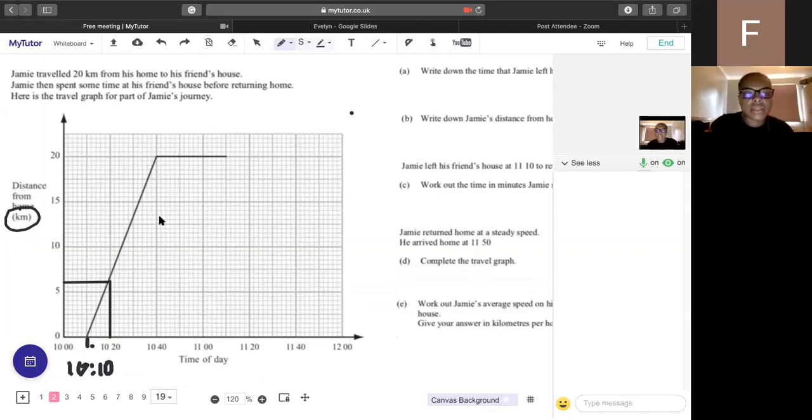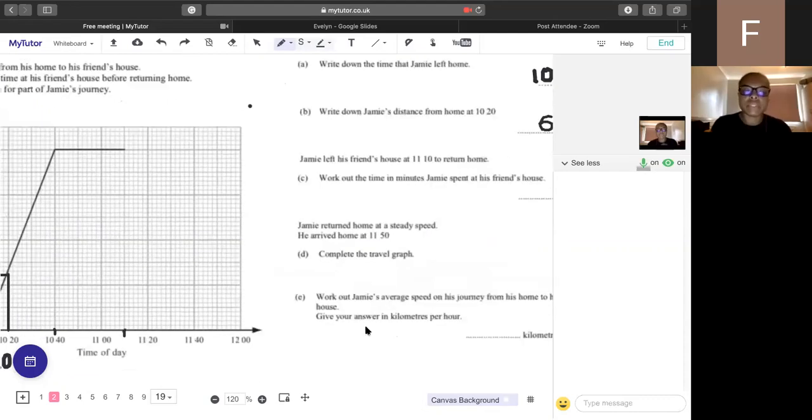We just need to work out the length of this line. So the length goes from 10:40 all the way to 11:10. So now we just need to work out what is the time in minutes from 40 minutes past 10 to 10 past 11. What we realize is that that is 30 minutes.